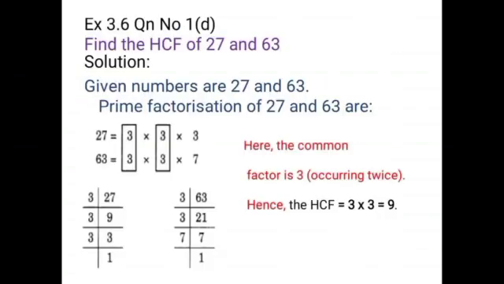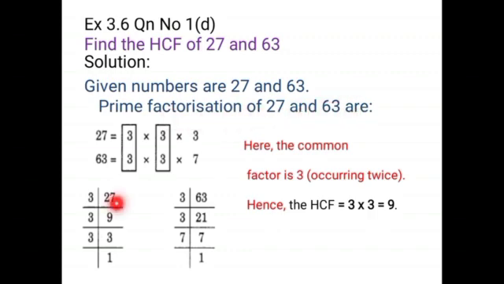Let us move to exercise 3.6. See the D part of question number 1. Find the HCF of 27 and 63. Here the given numbers are 27 and 63. To find the HCF of the given numbers, we have to find the prime factorization of the given numbers.